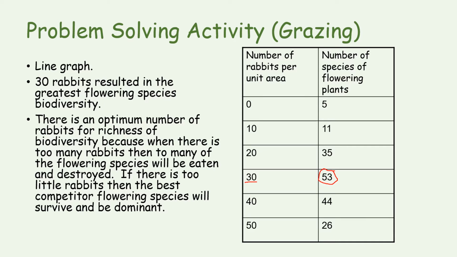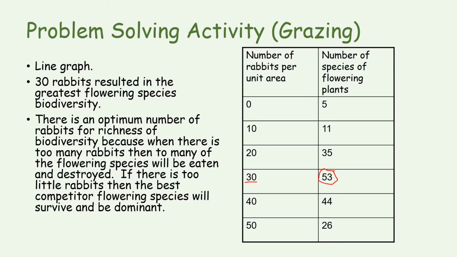And then the answer to the next question would be that there is an optimum number of rabbits for the richness of biodiversity, because when there's too many rabbits, then too many of the flowering species will be eaten and destroyed. And then if there's too few rabbits, then the best competitor of flowering species will survive and be dominant. So that'll end up only having 1 or 2 species of flower rather than lots of species of flower. So well done if you managed to get that correct. So we're away to move on to the next biotic factor.